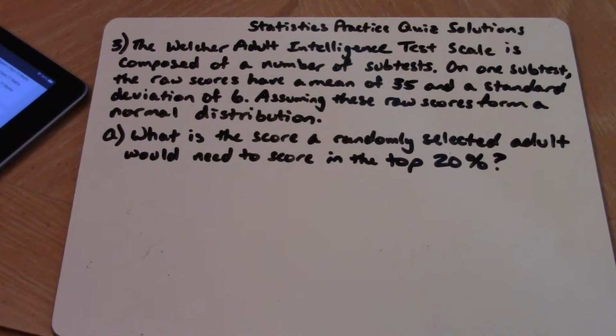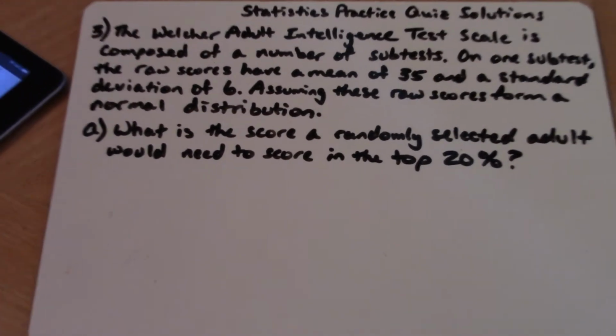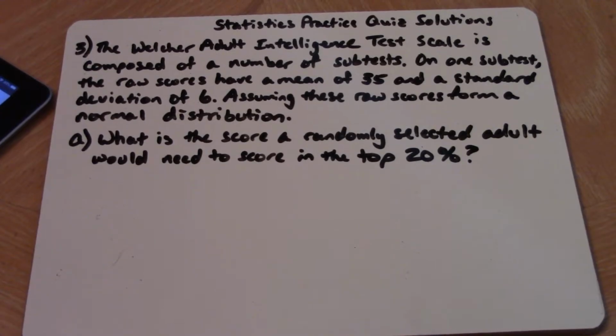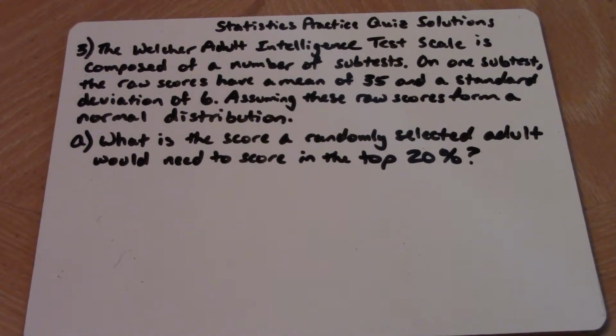Okay, ladies and gentlemen, this is the solution video for number 3, specifically part A. We'll do a separate video for each part of number 3 only because it requires several different pieces. So part A is sort of its own problem. It gives us information about the Welcher Adult Intelligence Test, which is composed of a number of subtests.